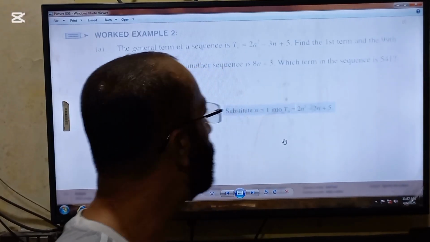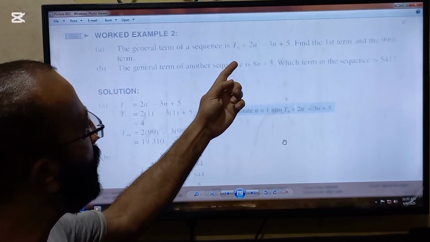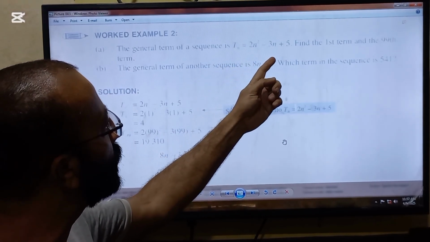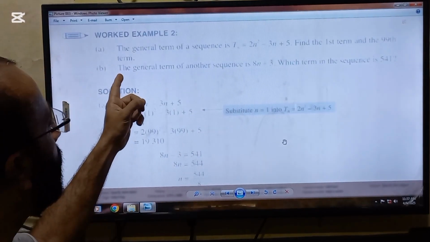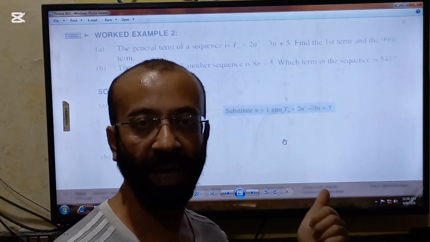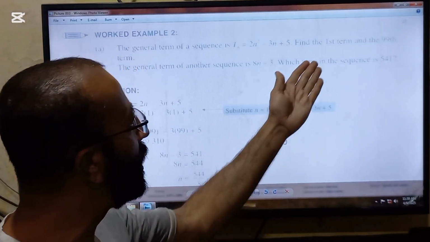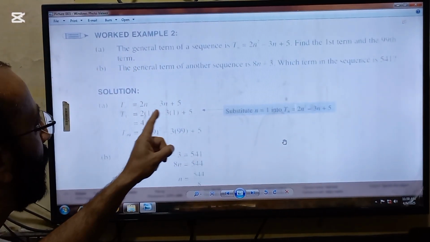Here is another question. The general term of the sequence is Tn = 2n² - 3n + 5. Find the first term and the 99th term. So this is the reverse question of the previous one, because the nth term is already given and we are required to find the first and the 99th term. So this is the nth term.